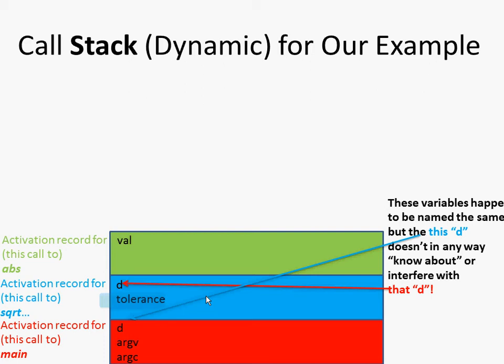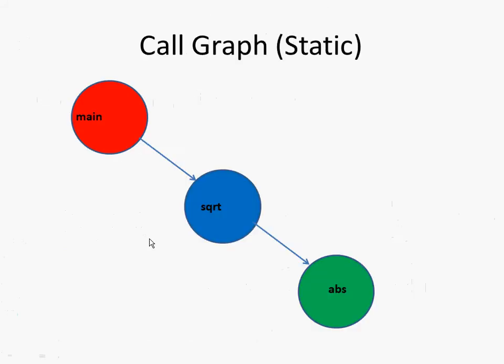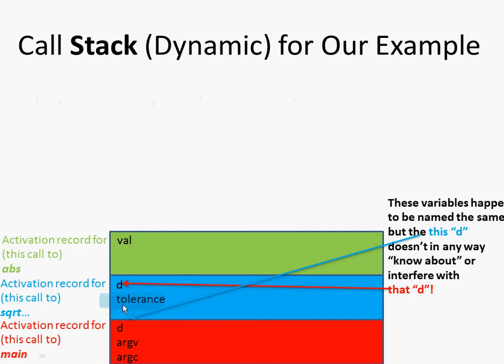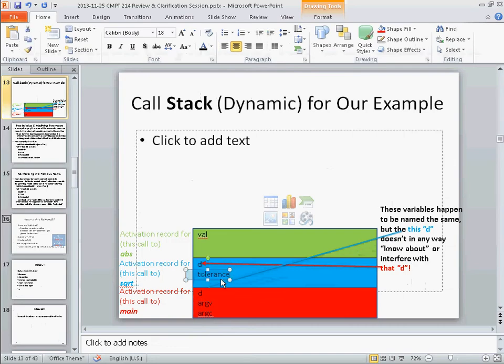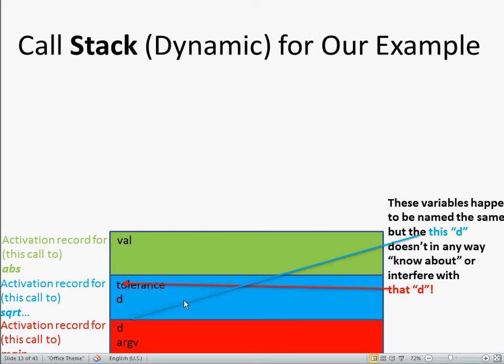Okay? Now, main calls square root. It calls off to square root, and it's passing it some values. It's passing it this value for D as the second argument of square root, and something else as the first argument of square root. Great. Okay. So here we've pushed on, and again, this should have actually been in the reverse order. The first argument gets pushed first and the second argument later, so we should have had tolerance, and this line should be pointing to this D down here.